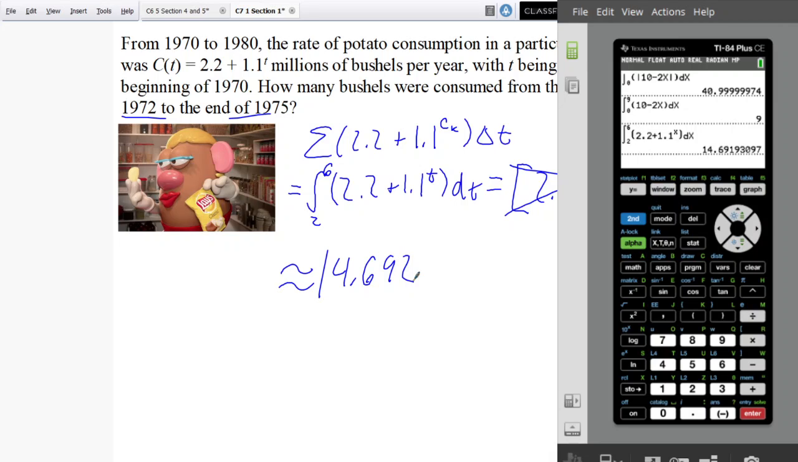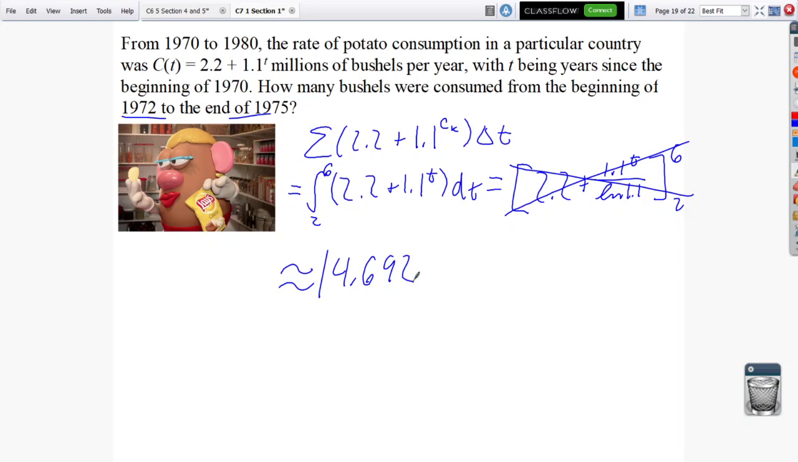Now here we do have to worry about our units. So looking at our units, we had millions of bushels per year, but we multiplied by that year, so the per years cancels off, and we have millions of bushels of potatoes. So it's 14.692 million bushels of potatoes were consumed from the beginning of 1972 to the end of 1975.